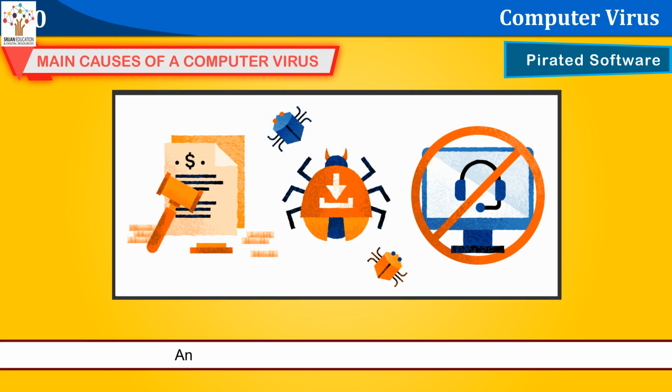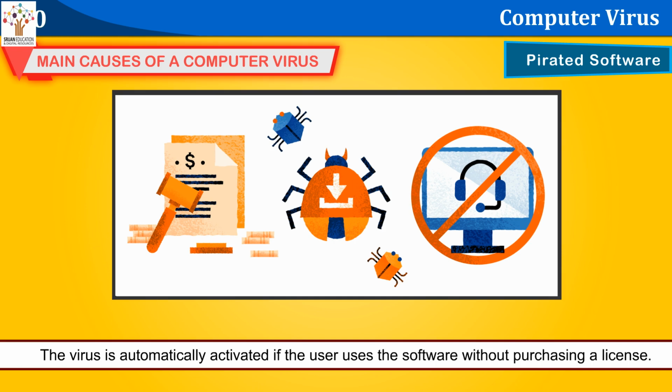Pirated software. An illegal copy of software is called pirated software. Virus can spread if the user installs pirated software that contains a virus. A variety of pirated software is available in CDs and from the internet. The virus is automatically activated if the user uses the software without purchasing a license.